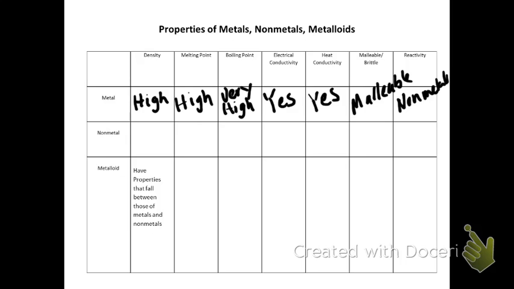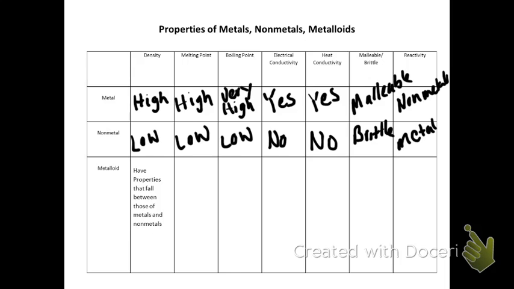Now what about the nonmetals? Well, the nonmetals are really easy because they're essentially the opposite of metals. So when you look at their density, they usually have low densities, low melting points, low boiling points. No, they will not conduct electricity. No, they will not conduct heat. And they are brittle. In the solid form, they're brittle, which means that they crumble or break apart. They are not flexible whatsoever. They completely crumble. And they're reactive with, you guessed it, metals.